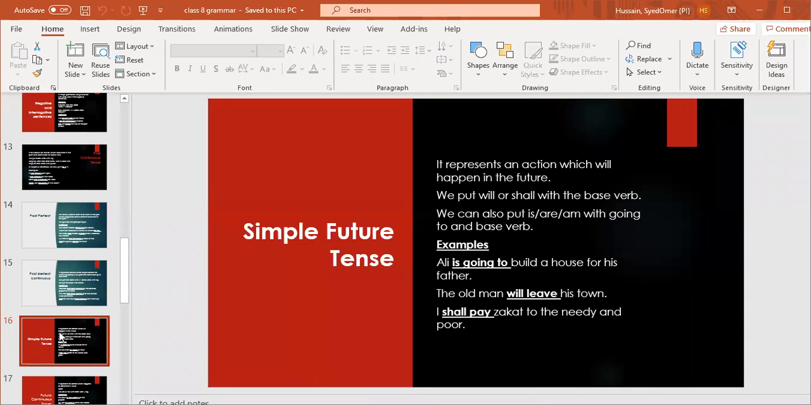The last is simple future tense, then I will start the question answers. Now students, simple future tense tells about an action which will happen in the future.